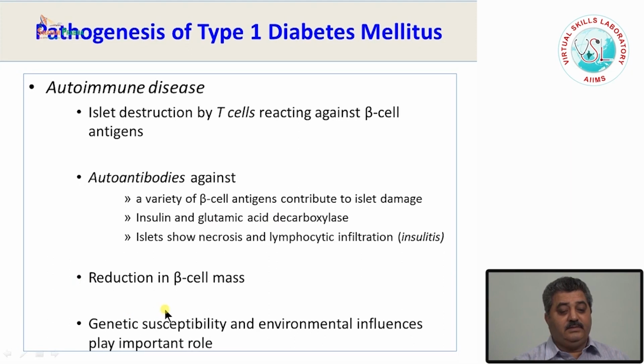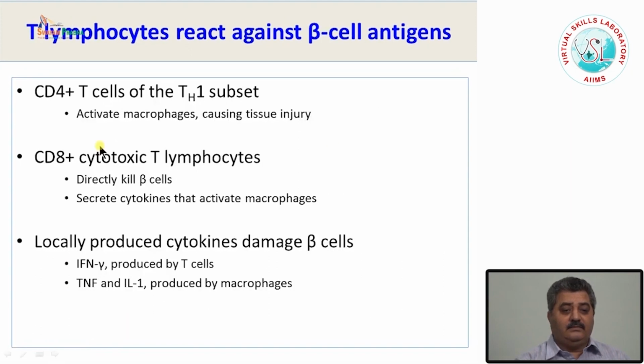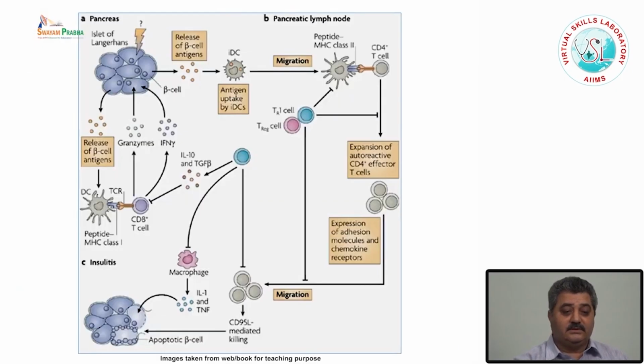There is a reduction in the B cells in the end, and it was found that there may be involvement of CD4 positive helper T cells and CD8 positive cytotoxic T cells, or some cytokines which are secreted by the inflammatory cells which infiltrate the islets and cause the destruction of these islet cells. This cartoon shows the phenomenon of autoimmunity as in all other diseases.